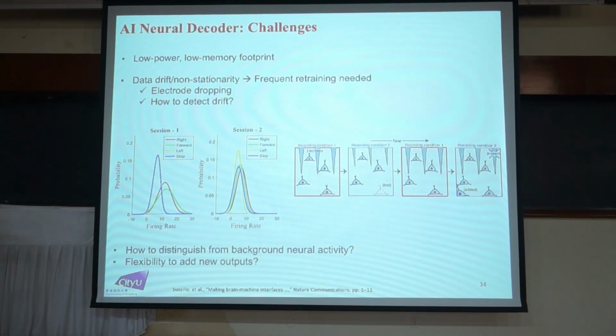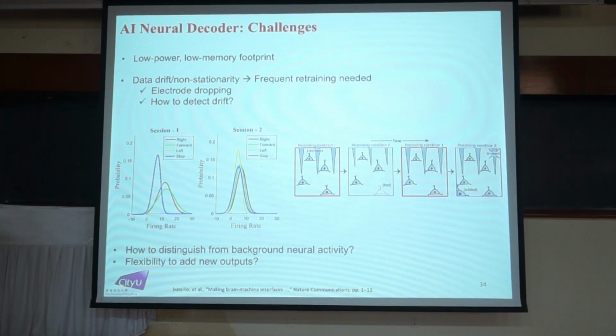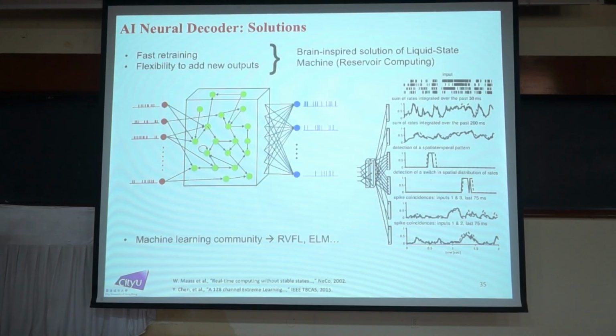And lastly, I put this part, this is flexibility to add new outputs, because if you're putting a decoder in the implant, it's already there, right? And it's a chronic implant. Maybe 2 months down the line, you decide that, okay, I want to decode for something else. Then the decoder circuit should be flexible enough that you can change it. Okay? So these are some of the challenges that you face when you want to put these decoders on the implant. Okay. So what did we do?